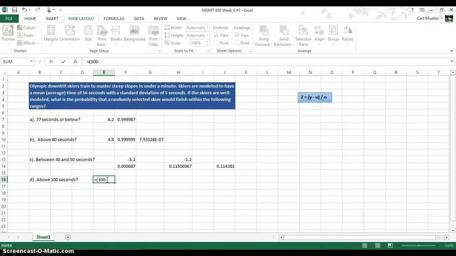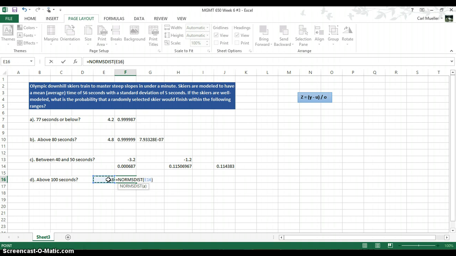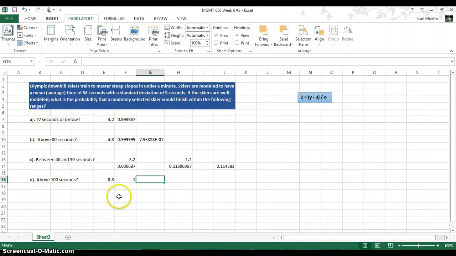But for the sake of exercise, we're going to try this again. So 100 minus 56, our mean, divided by our standard deviation, which is 5, gets us 8.8. Now this is going to return a very, very small number. And this is pretty much, it can't even, it's 1. That's essentially 1, rounded off.